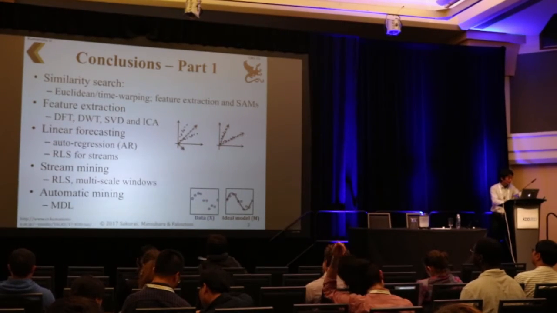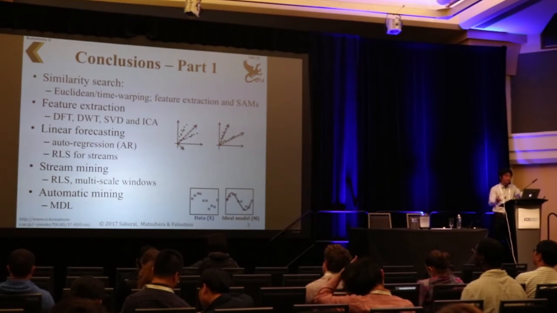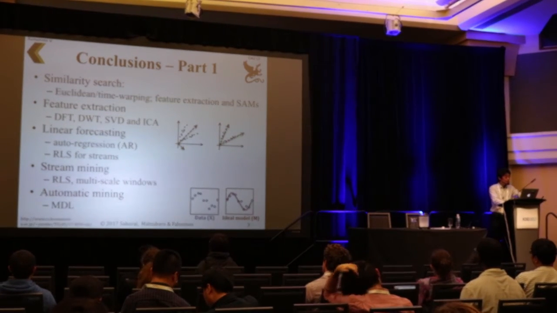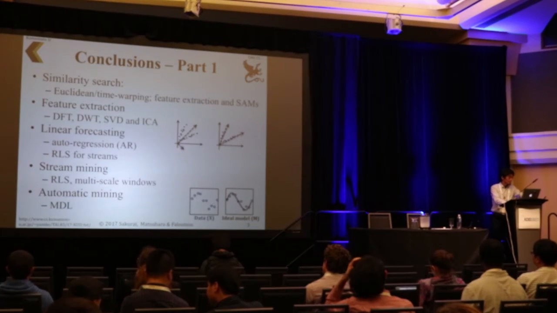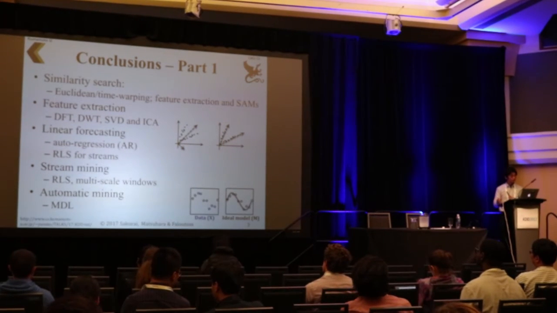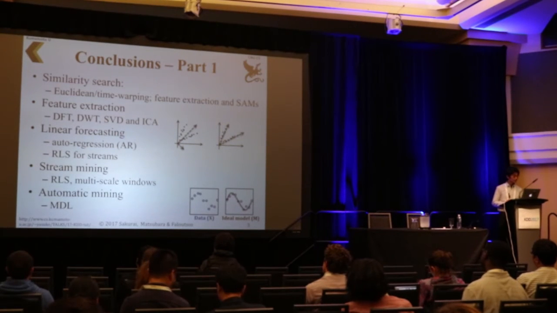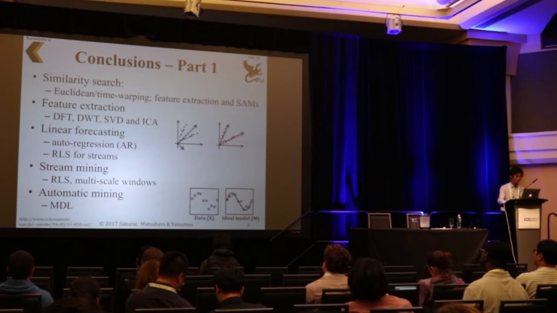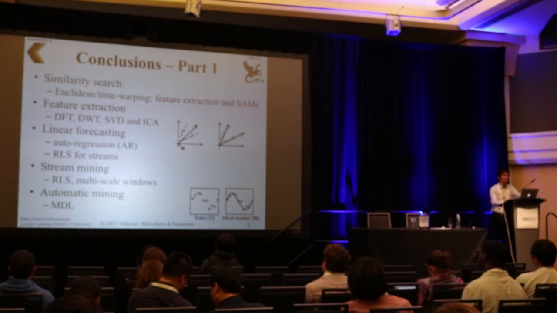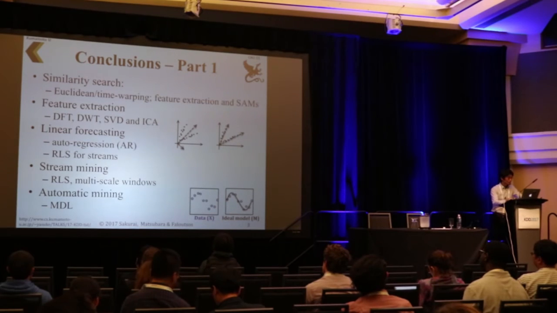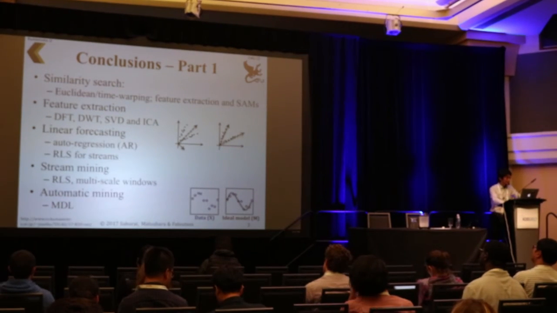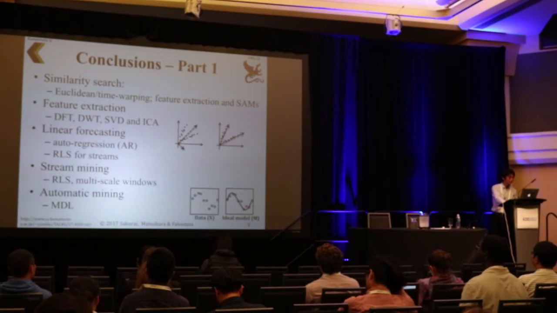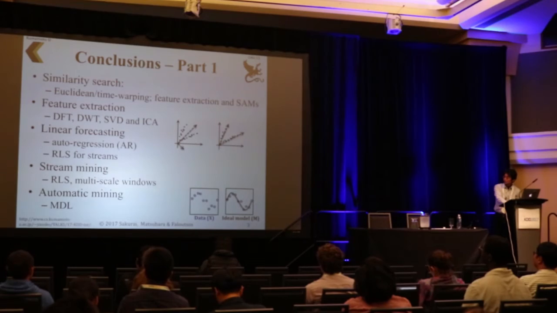For feature extraction, we do the Fourier transform, wavelet, SVD, independent component analysis, and linear modeling. So we do auto regression, and RSS for streams, and stream mining. We introduce the star tree and braid, to analyze streams in real time, and we also introduce automatic mining. A typical approach is MDL.